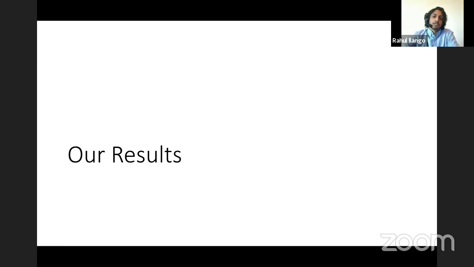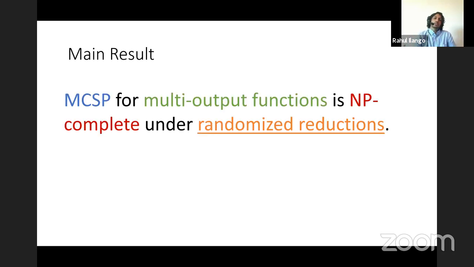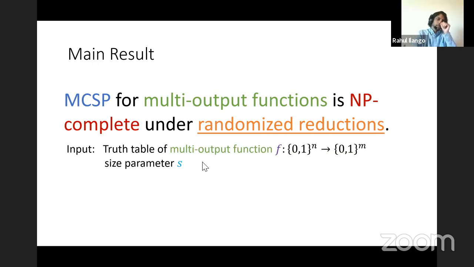Okay. So now let's talk about our results. The main result I'm going to talk about here is that MCSP for multi-output functions is NP-complete under randomized reductions. So let me just talk about what MCSP for multi-output functions is. Now our input is going to be a truth table again, but now it's the truth table of a multi-output function, a function that takes n bits to m bits, and still a size parameter s.